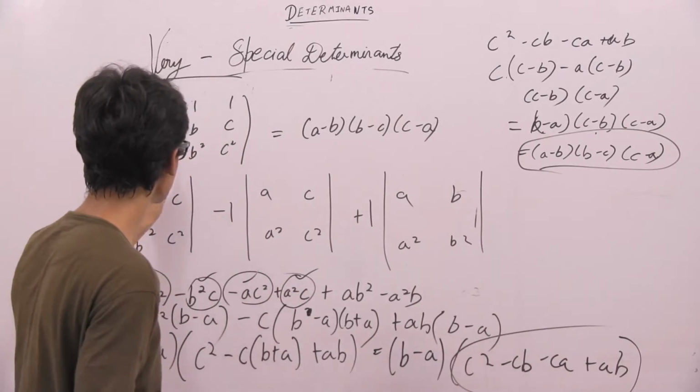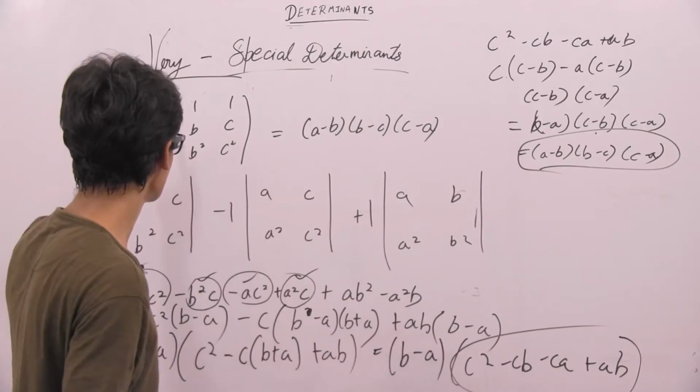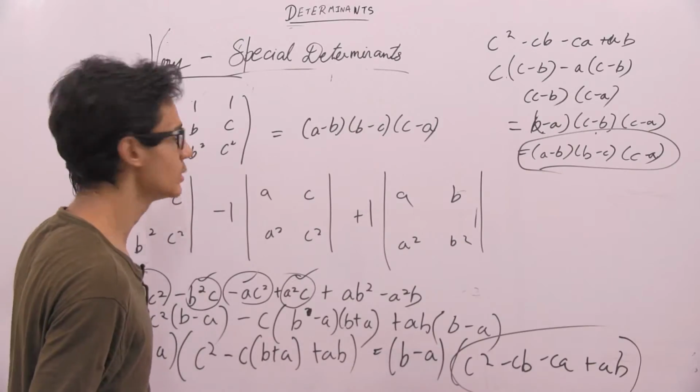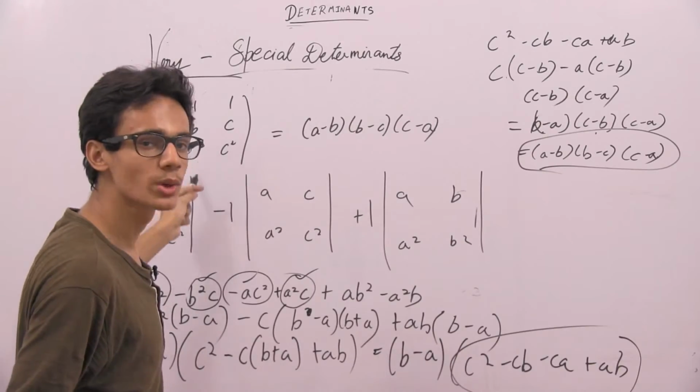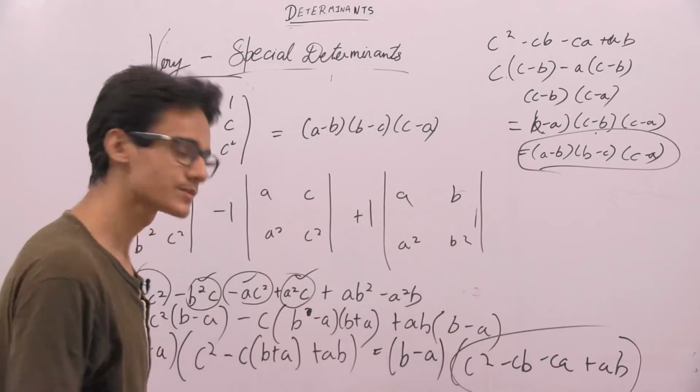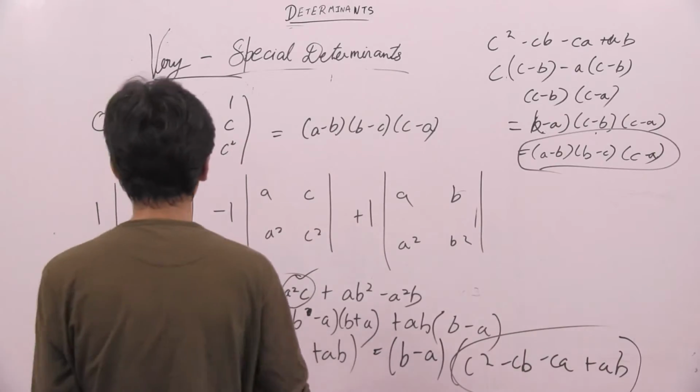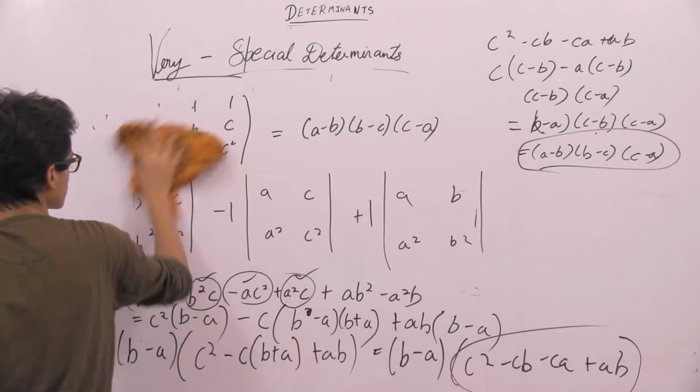So whenever we see a determinant of this type, when values are 1, some value and then squared, 1, some value squared, we can directly apply this formula. Let's take the next very special matrix.